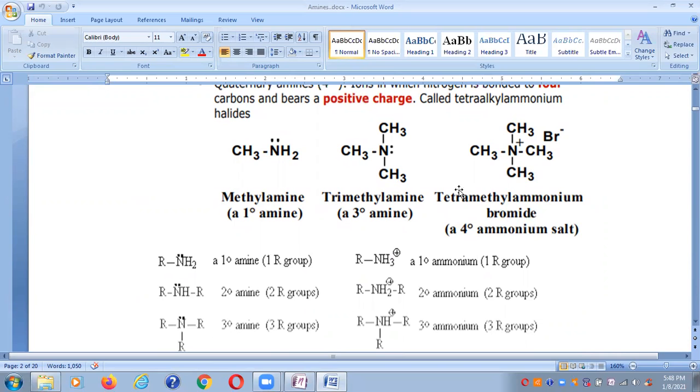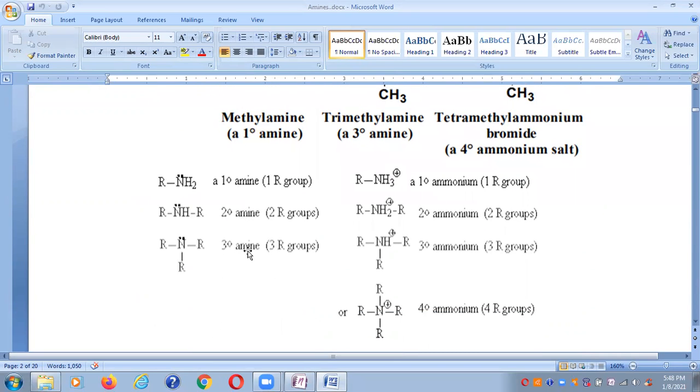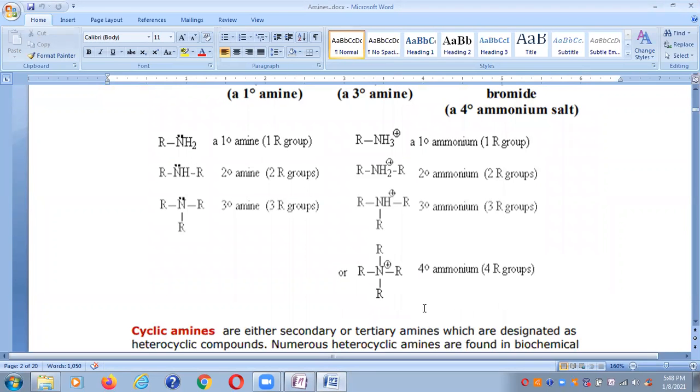So tetramethyl, this is quaternary. And here these are primary, secondary, tertiary. This is quaternary type, but here we have only one alkyl part. That's why we are terming that one as primary. This is a secondary ammonium ion, a tertiary ammonium ion. This is a quaternary ammonium ion.